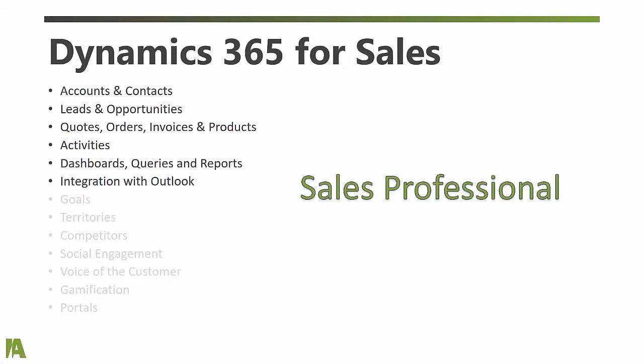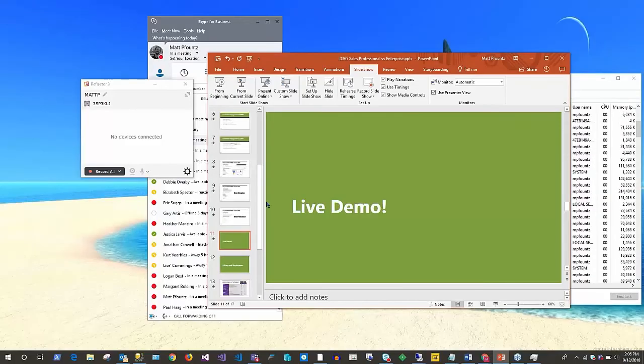I don't need social engagement. I don't need voice of the customer and these other things. And that's the point of this alternate application for Sales Professional, to give some other folks the option of a lightweight CRM, but still having core CRM functionality built in. Now, with that said, we can just jump straight into a live demonstration of what Sales Professional looks like, and hopefully that clarifies just a little bit more of the differences between enterprise and professional.